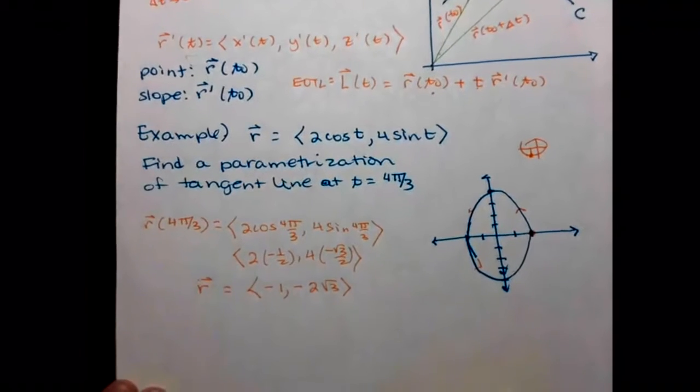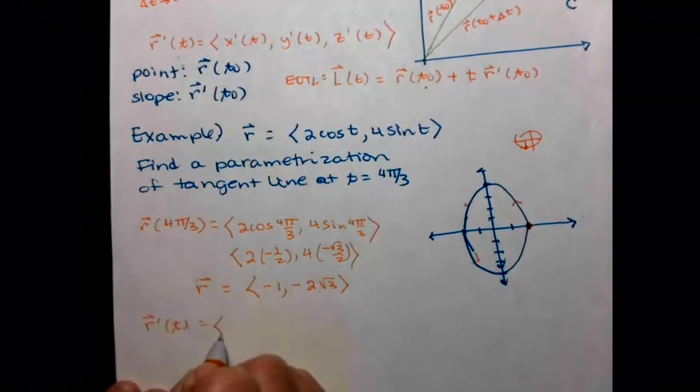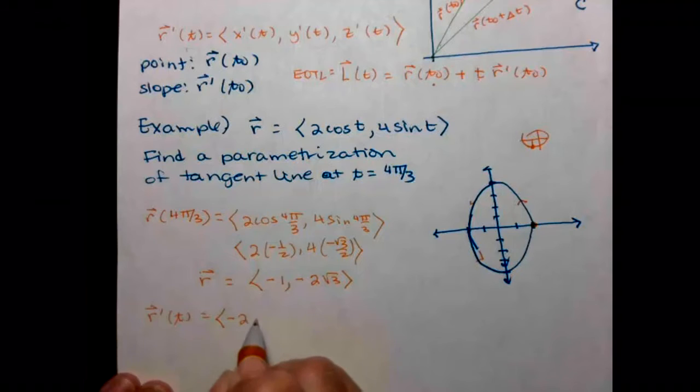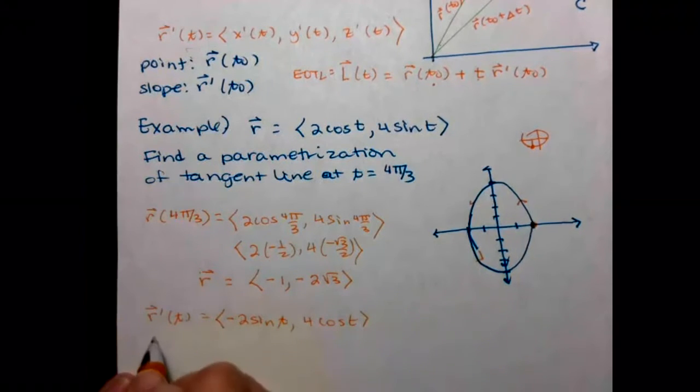Cool. And then for the slope, I need r prime of t. Just finding our derivative, that'll be negative 2 sine t and then 4 cosine t, just doing first derivatives. And then let's find that at 4 pi thirds.